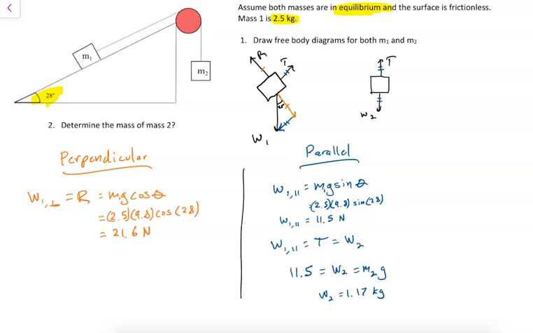Yeah, because all of mass 2's mass is going towards this downward force of gravity, where only a partial amount of mass 1's force of gravity is acting against mass 2. So you need a lighter mass 2 than mass 1 to make this an equilibrium. And we're done. I will see you in class.